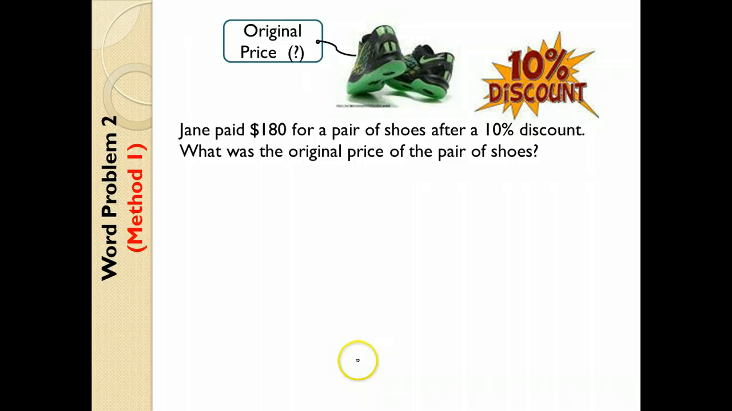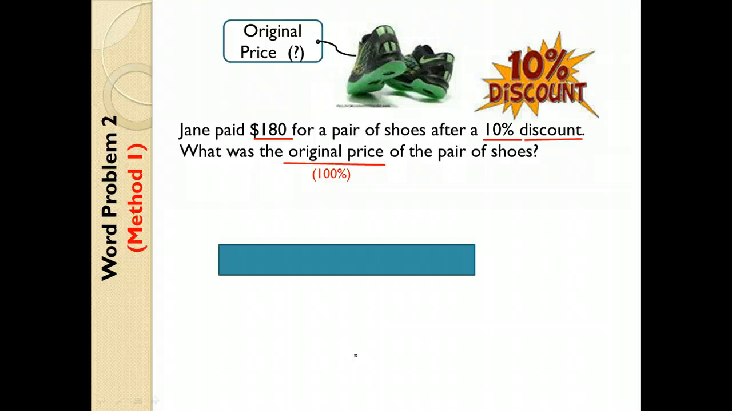Let's look at another word problem. Jane paid $180 for a pair of shoes after a 10% discount. What was the original price of the pair of shoes? $180 she paid after a 10% discount. We are asked to find the original price. And we know that original price is our 100%. So we can draw the model to show 100%.